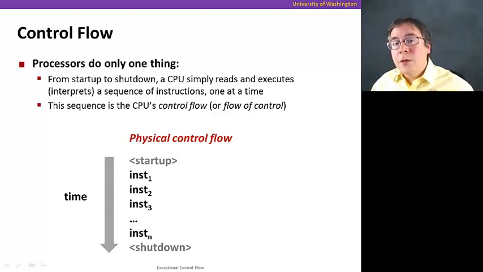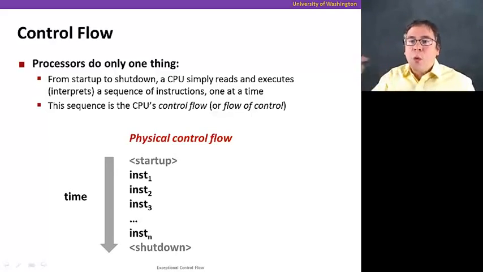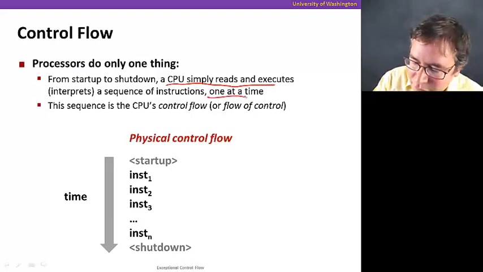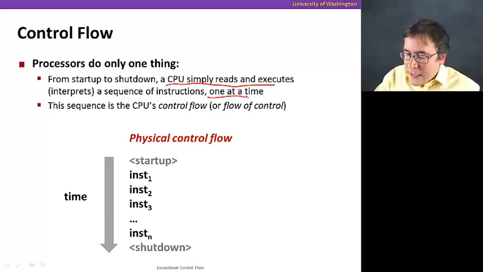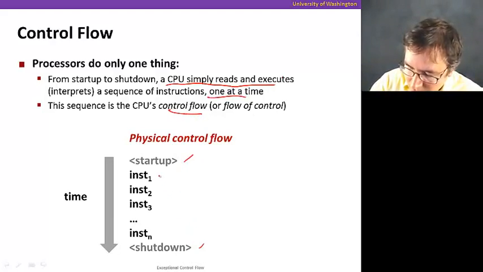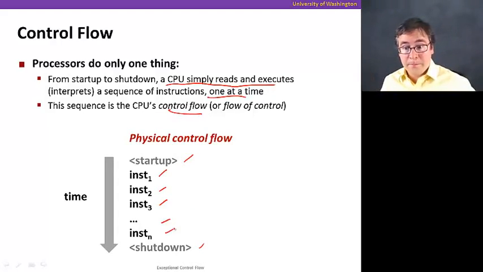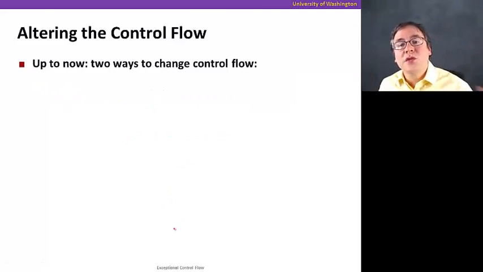Okay. So if you recall, processors do one thing, right? They execute one instruction after the other from startup to shutdown. So the CPU simply reads and executes a sequence of instructions one at a time. This is what we call control flow. From startup to shutdown, we execute one instruction after the other. This is control flow.